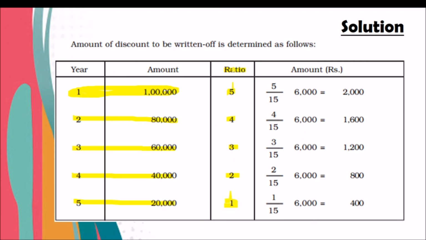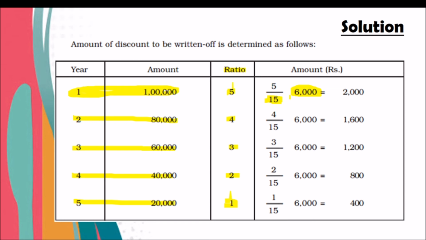So the ratio is proportionate, depending upon the number of maturity years, because in this question 5 years is the period within which we have to repay. So that is a proportion. The total of the ratio is 15. And you know very well the amount of loss is 1 lakh into 6 by 100, that is 6,000. That is the loss amount that we have to deduct. We have to write off that amount within that particular 5 years. 6,000 will be written off.